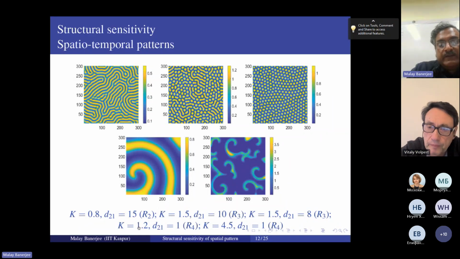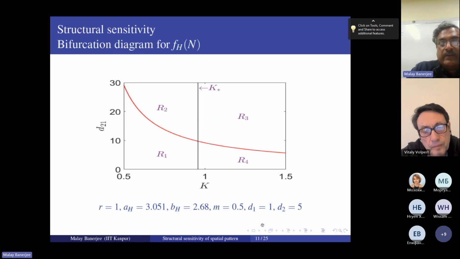Yeah, so if we just consider the spiral pattern we have obtained for k equal to 1.2, d21 equal to 1. And this interacting spiral chaos we observed for k equal to 4.5 and d21 remains the same at 1. So now if we go back to the previous slide, this is the Hopf bifurcation threshold. So k equal to 1.2 lies somewhere here corresponding to d21 equal to 1. And then k equal to 4 point something is far away from the Hopf bifurcation threshold.